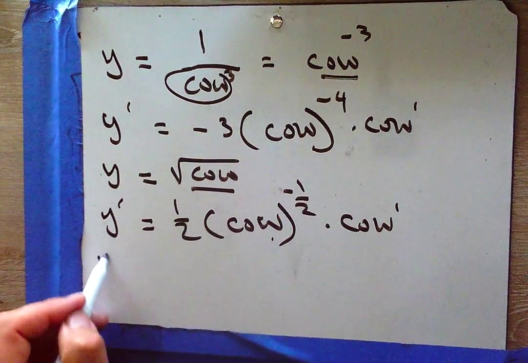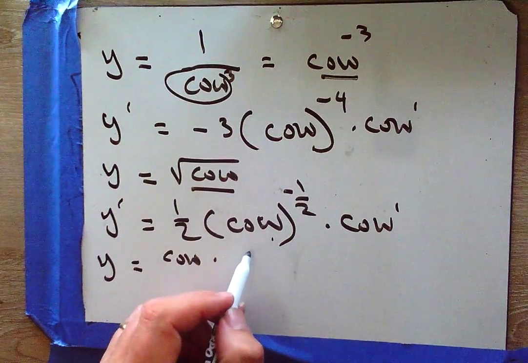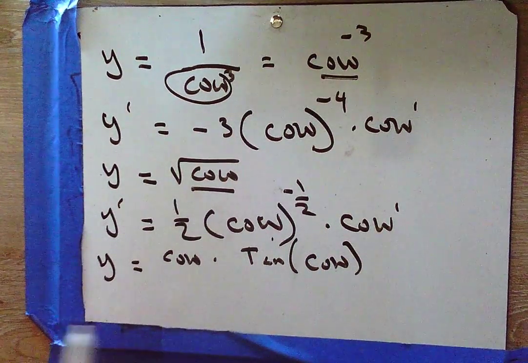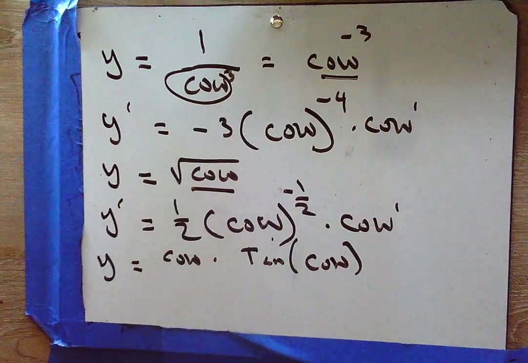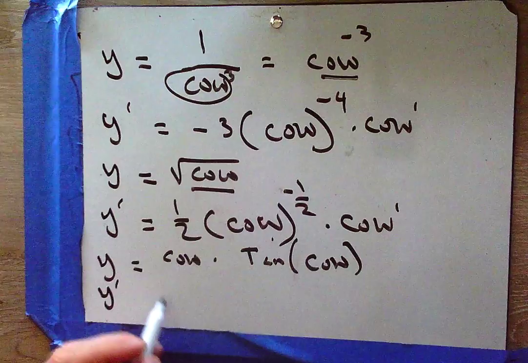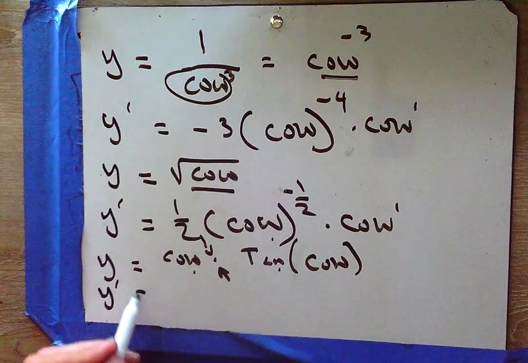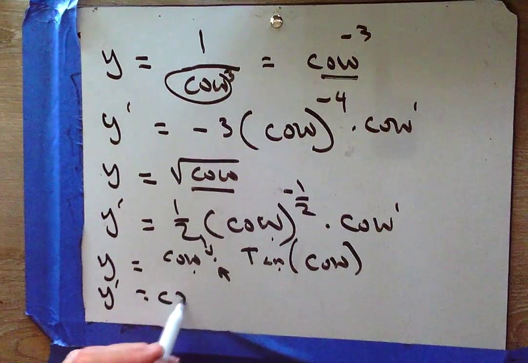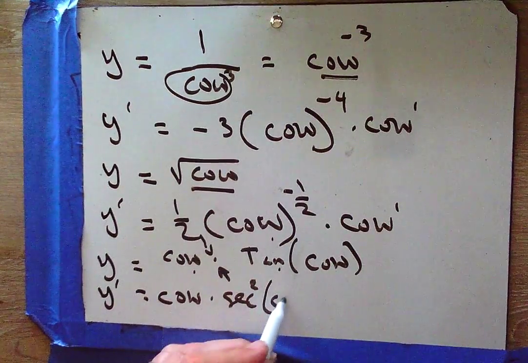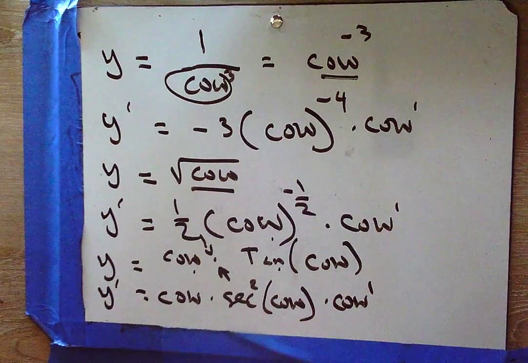Okay, last cow problem is cow times tangent of cow. Yeah, no kidding. Okay. Welcome back. Did you get a product rule here? So this times the derivative of that will be cow times the derivative of tangent, which is secant squared, leave the inside function alone, times the derivative of the inside function.